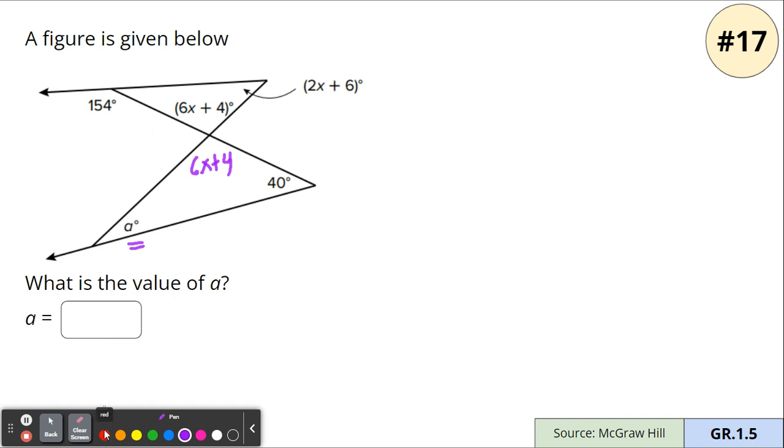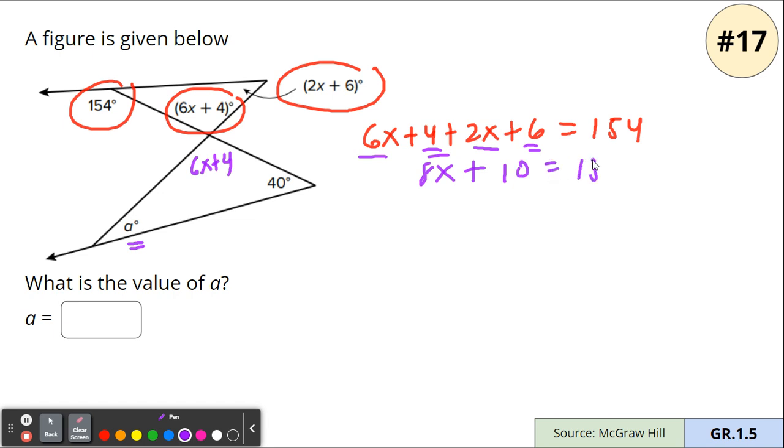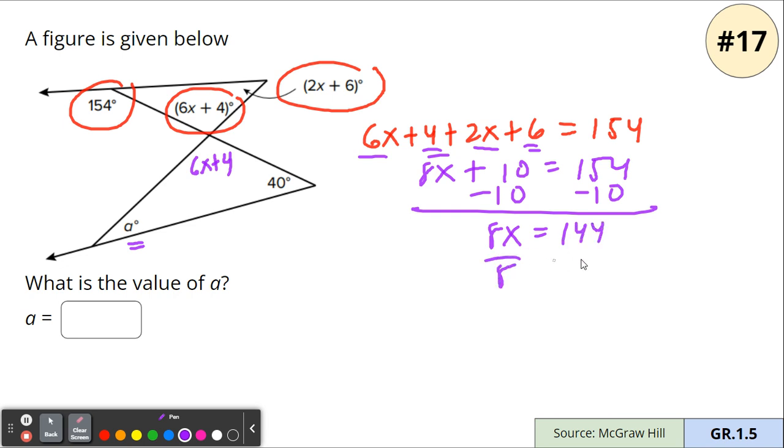So to get x, we can use this exterior angle and these two remote interior angles. So remember, the sum of these two remote angles, 6x plus 4 and 2x plus 6, is actually equal to 154. Okay? So simplifying our equation, 6x plus 2x is 8x. 4 plus 6 is 10, equal to 154. So we subtract 10 on both sides. So you have 8x equal to 144. Dividing by 8, x is equal to 144 divided by 8, which is 18. So our x is 18.